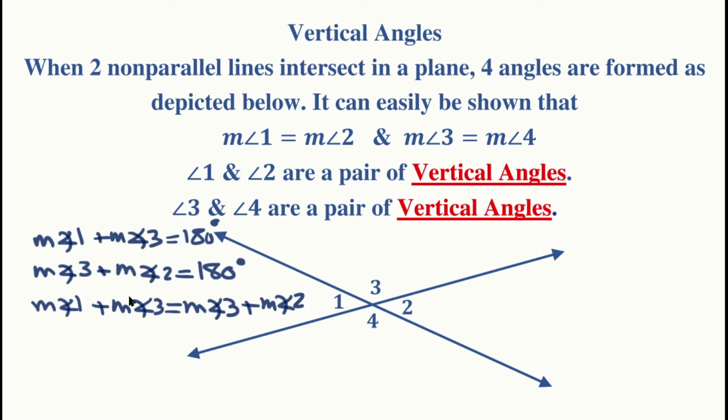Now notice we can subtract the measure of angle 3 from both sides. Therefore, it basically zeroes out, and we end up with the measure of angle 1 is equal to the measure of angle 2. So that's just a quick proof to show you that these two angles are indeed congruent and have the same measure. You can do a very similar proof to show that angle 3 is also congruent to angle 4 and that their measures are equal. So remember, vertical angles are congruent.